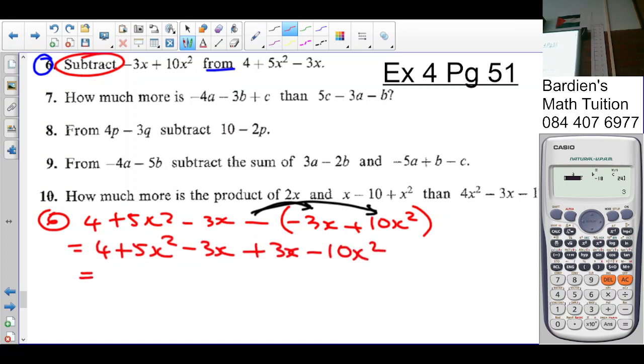So what do I do now? Like terms. 4 is on its own also. So what is 5x squared minus 10x squared? Negative 5x squared. Minus 3x plus 3x.